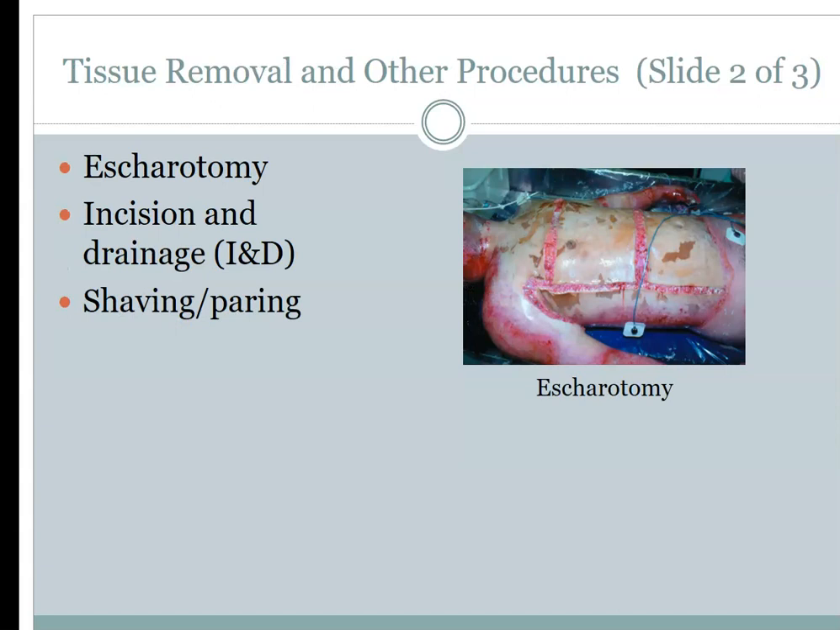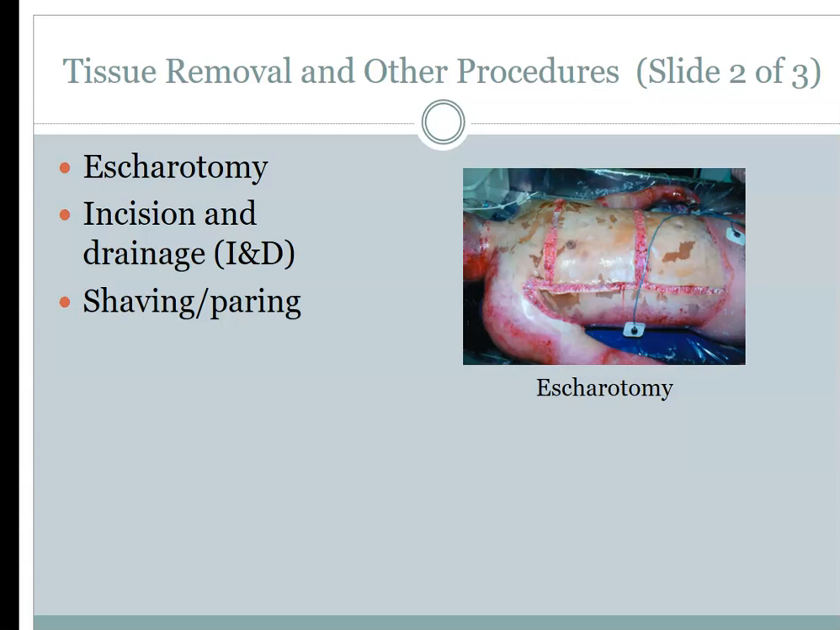An escharotomy is an incision to cut and remove an eschar, the scab that forms over a burn. It is done to prevent edema that can cause a lack of blood flow, also known as ischemia, to the underlying tissue. Incision and drainage, also known as I&D, is the cutting open and the removal of contents of a cyst, wound, or other lesion.